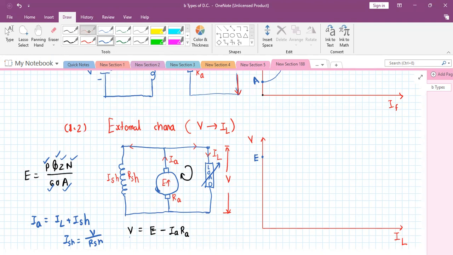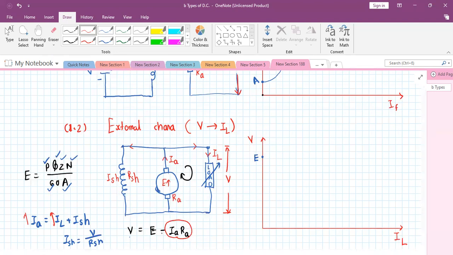So if I increase my load, my armature current is also increasing. Getting or not? Because who is going to supply this load current? Armature. So it means your IA is increasing. As the load is increasing, your IA is increasing, so can I say this product IA RA is also increasing?